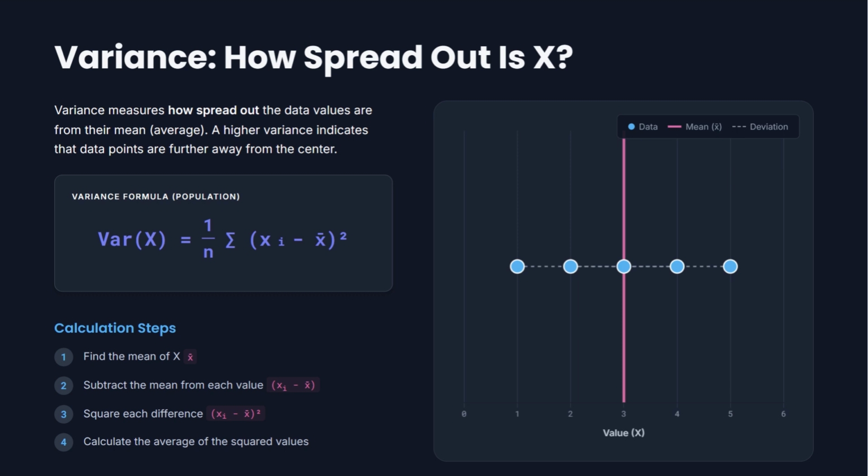We calculate it in 4 very easy steps. Step 1. Find the mean, average, of all x values. Step 2. Subtract the mean from every single x value. Step 3. Square each difference. Step 4. Take the average of all those squared differences. On the right you can see a nice visualization. Data points, the mean line in pink, and dotted deviations. This variance of x is very important because it will later help us calculate the slope of our regression line.